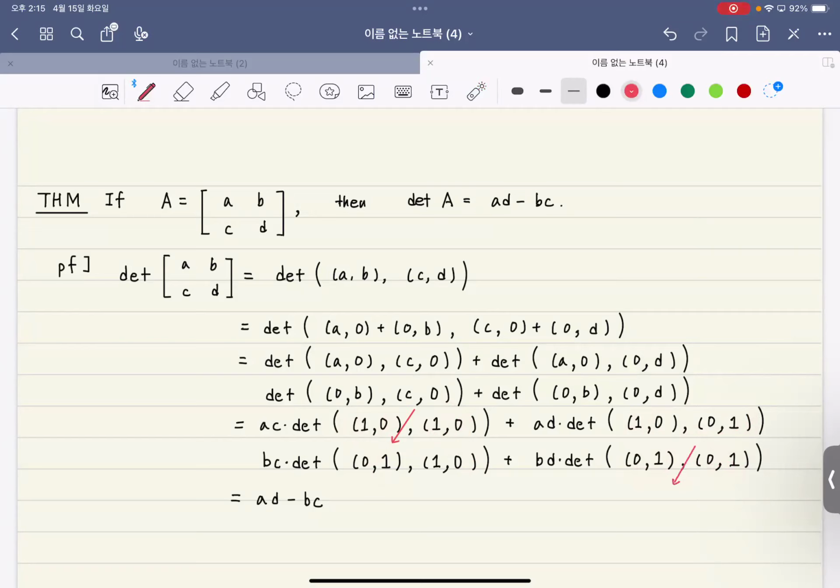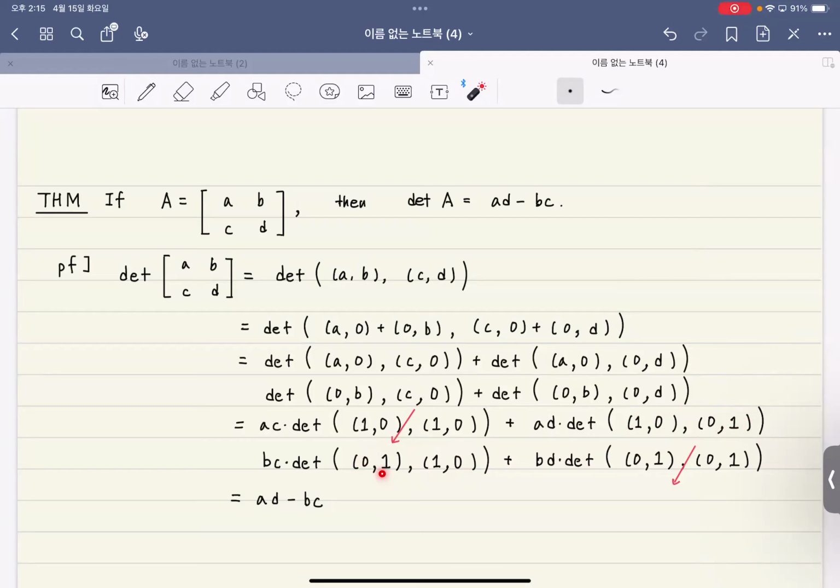Now what? I believe this guy must be 1. Why? Because this is the identity matrix. And is this one 1? No, this is not 1, but this is not the identity either. So what can I do for this?